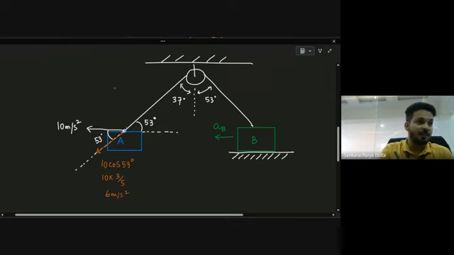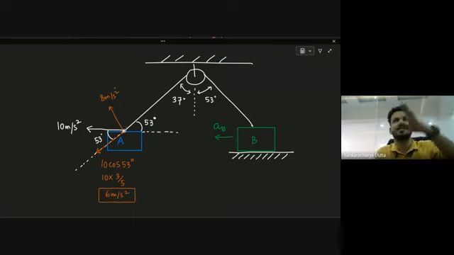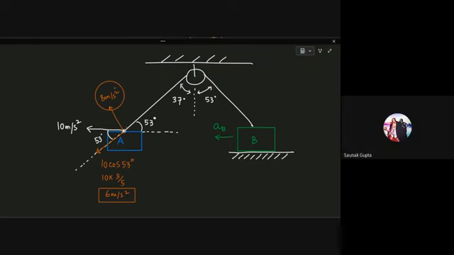So that means along the string, I don't care how much it's going in this direction. I can find it out. This is actually 10 sin 53. And how much is sin 53? 4 by 5. So this is essentially going up by 8 meters per second square. But I don't care. Why don't I care? Because in the beginning only I'm telling you it is the component of acceleration, velocity, displacement along the string which is going to put a constraint, not the one perpendicular to it. Tell me if this makes sense. This is of no use to me. Yes, sir, it makes sense.